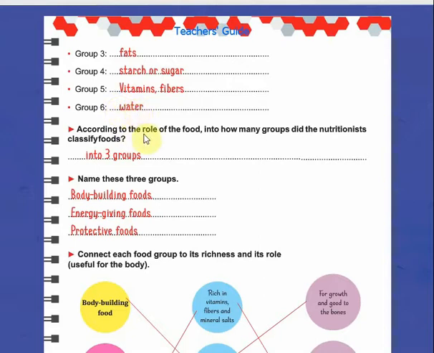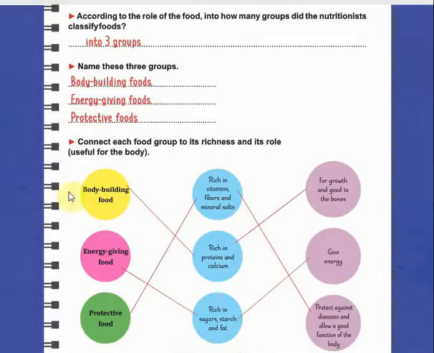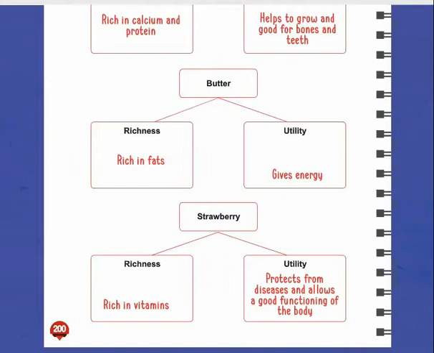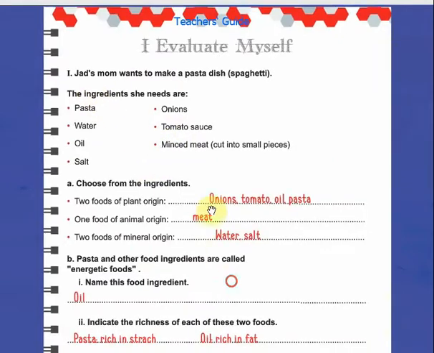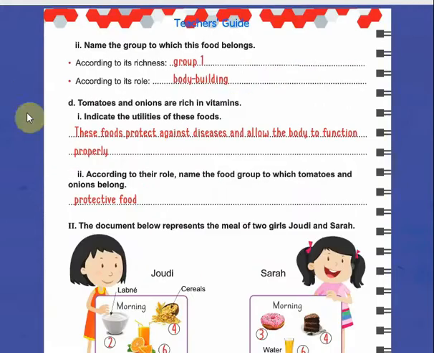But according to the role of the food, meaning what the foods do, they are classified into 3 groups: bodybuilding foods, which are groups 1 and 2, energy giving foods, 3 and 4, and protective foods, which are group 5 and 6 also. Okay? So you have also to study this matching here, and then I want you to study number 3 in this page. It's page 200, and number 1 also on page 203. Okay, till part D, of course.